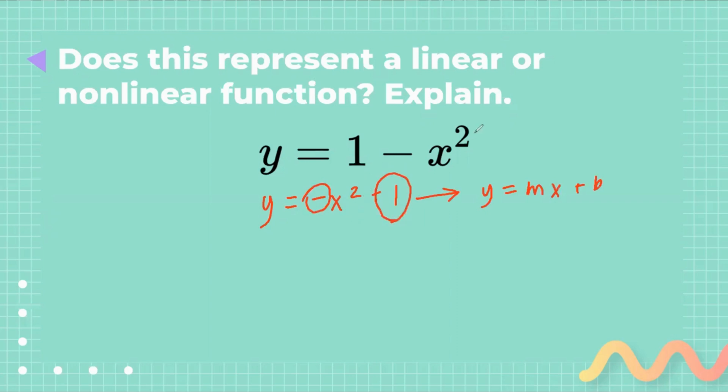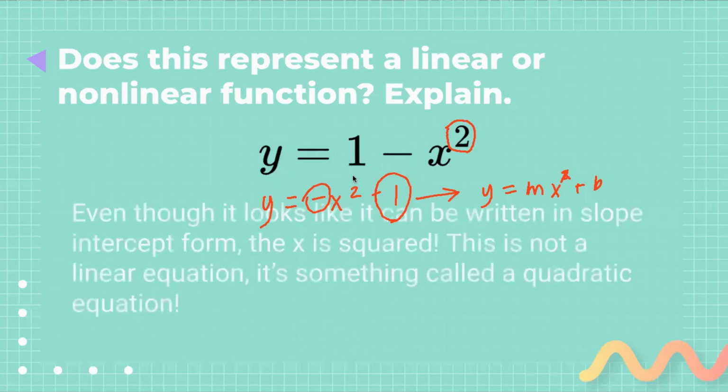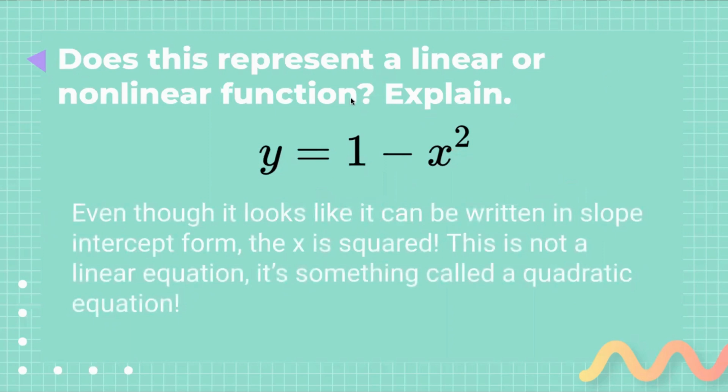However, if you look at your x, it's being squared. If you look at a linear equation, you only have an x, not an x squared. And so this actually represents a quadratic equation. This won't be classified as a linear equation since, once again, your x is squared. And if you were to graph this on a coordinate plane, you'd see that the shape is much different from a line. And you'll be going more into quadratic equations in Chapter 8.